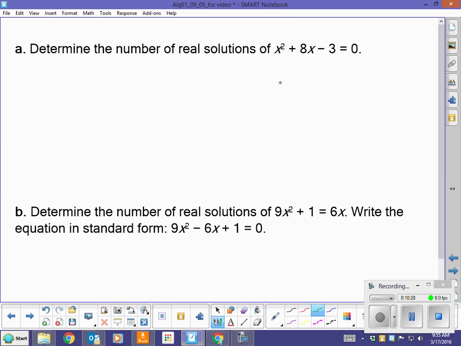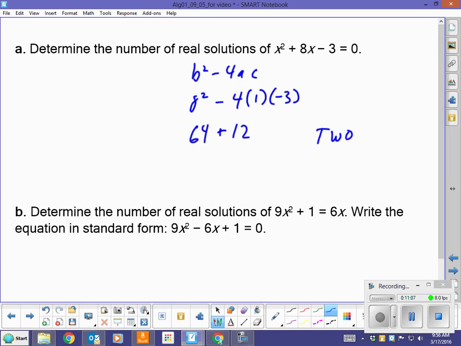Determine the number of real solutions here. I'll just do the first example. b squared minus 4ac, right? Okay, so b squared is 8 squared, which is 64. Minus 4 times a, which is 1, times c, which is negative 3. Negative 4 times negative 3 is 12. So this is the number of real solutions. There's 2, because that's a positive number.